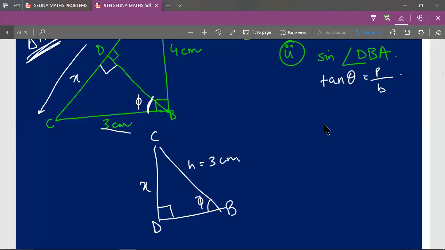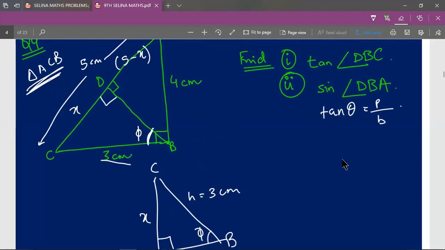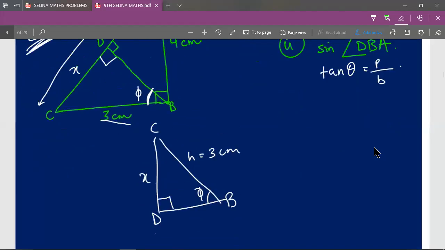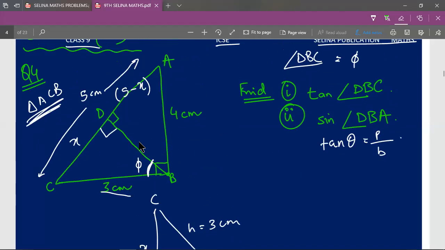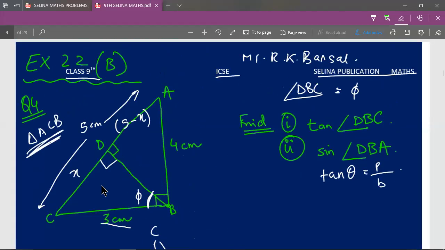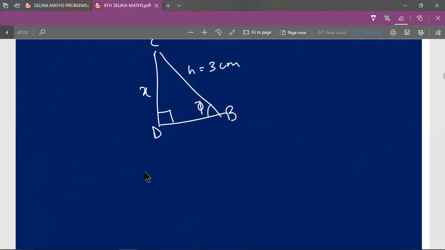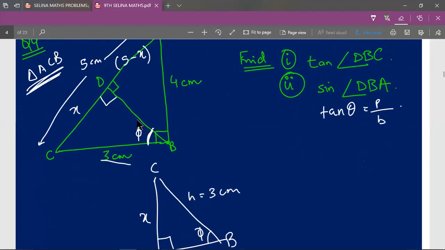So the whole aim of this problem, the whole aim of this delay of time, is to find the base. So once we have found the base, according to the Pythagoras theorem, we'll find the perpendicular. And once we have found the perpendicular and the base, we will solve tan phi, that is tan DBC. And that will solve our first question. So let's start. This triangle over here, we have to find its base. So all we have to do is, according to the Pythagoras theorem, find the base.